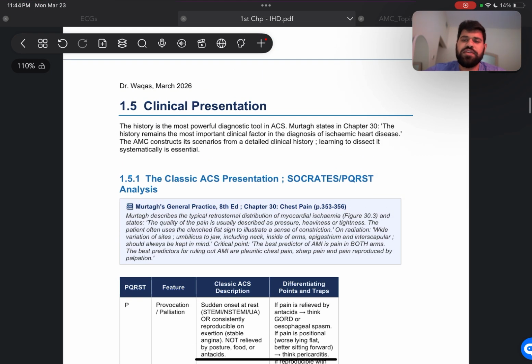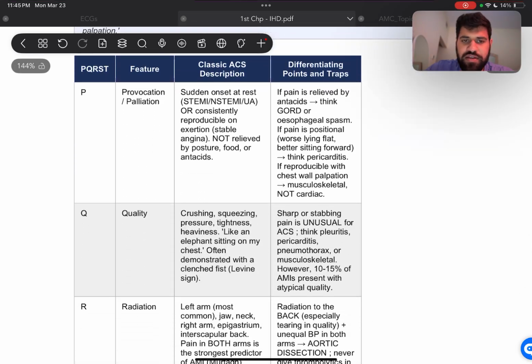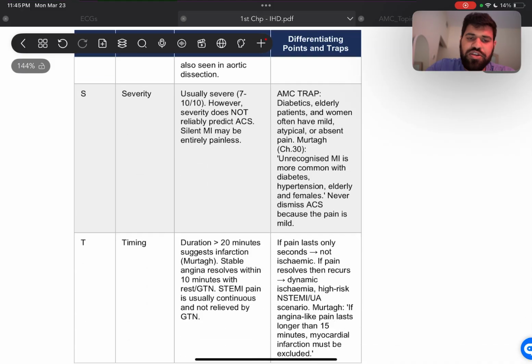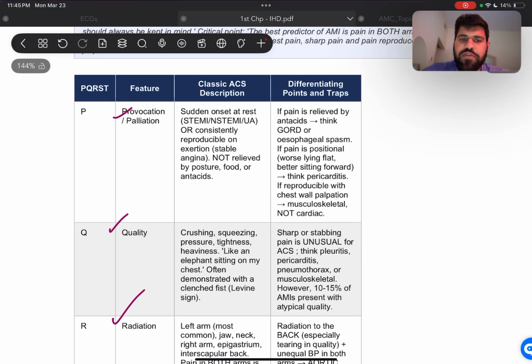All right. Now clinical presentation. So we have SOCRATES. SOCRATES is the mnemonic we use for describing pain, and then we have the PQRST analysis. So first we'll be going over PQRST. So P is provocation, Q quality, R radiation, S would be severity, T would be timing. All right. So P, provocation or palliation. What is going to increase it, or palliation is what is going to decrease the pain.